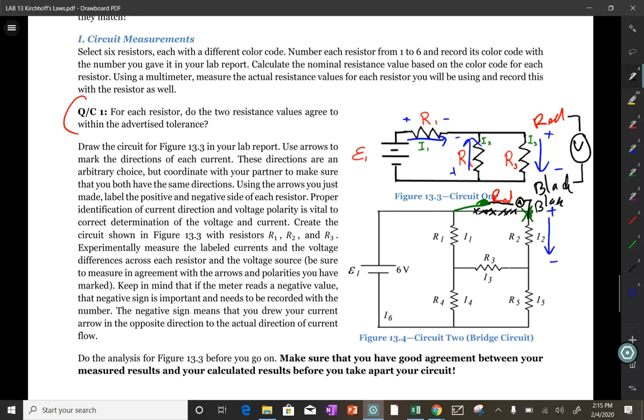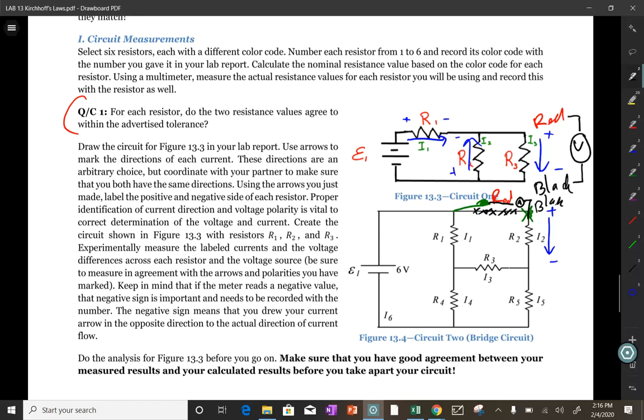What is different about current 6 than the other currents? It has no resistors there. That means when you're doing your mesh equations, you're not going to have current 6 in there. But it still has a direction, and it's still going to show up in your Kirchhoff's current law equations. So don't say, oh, that's not important. It is still important. You do need to still measure it.